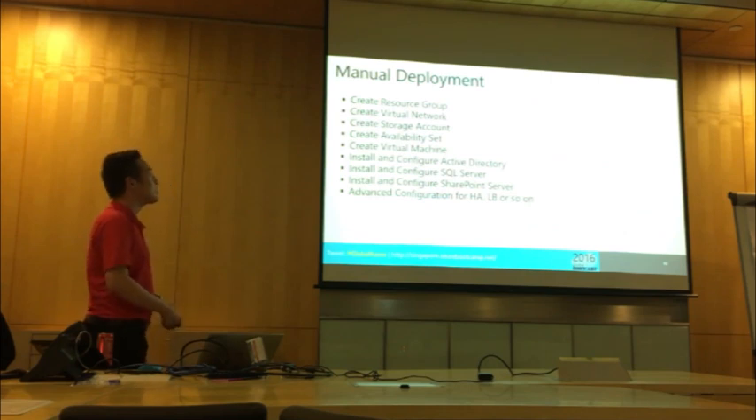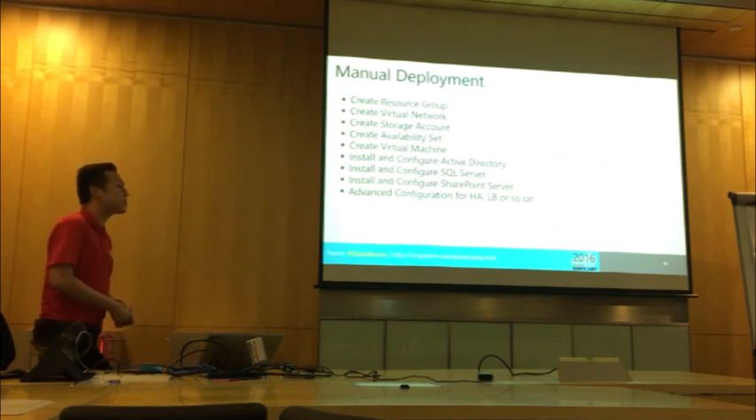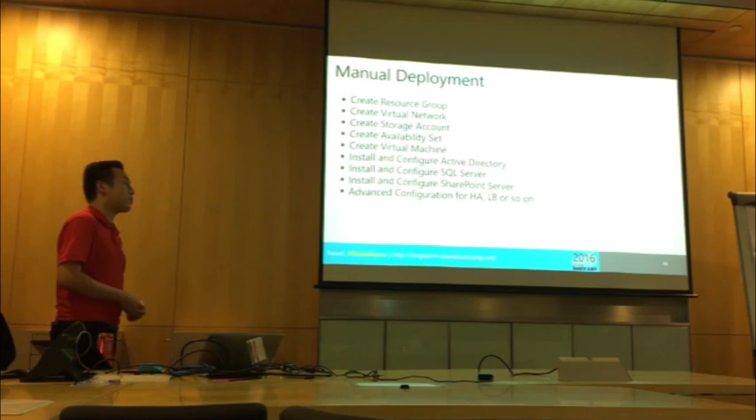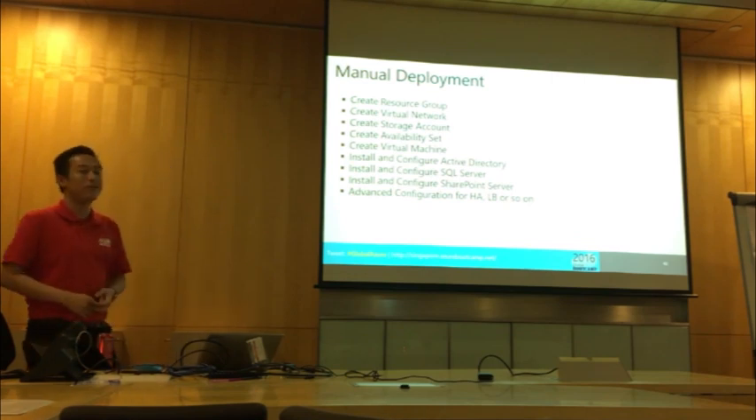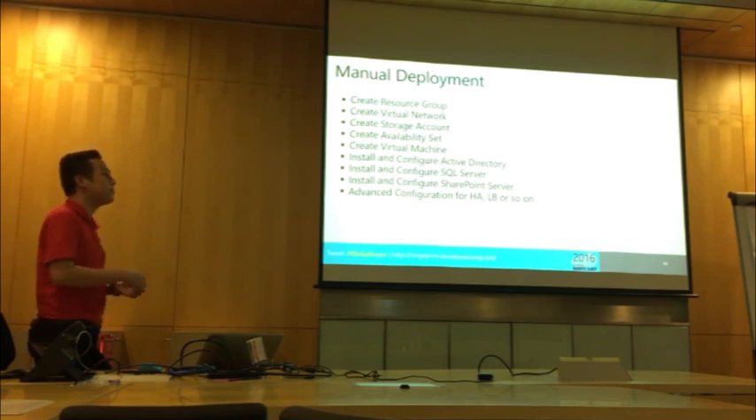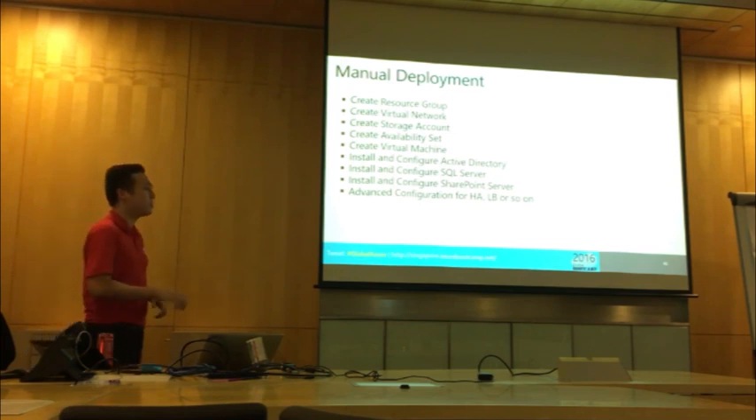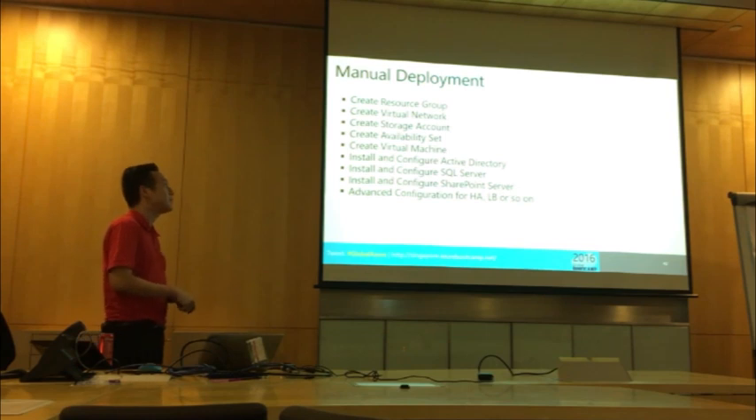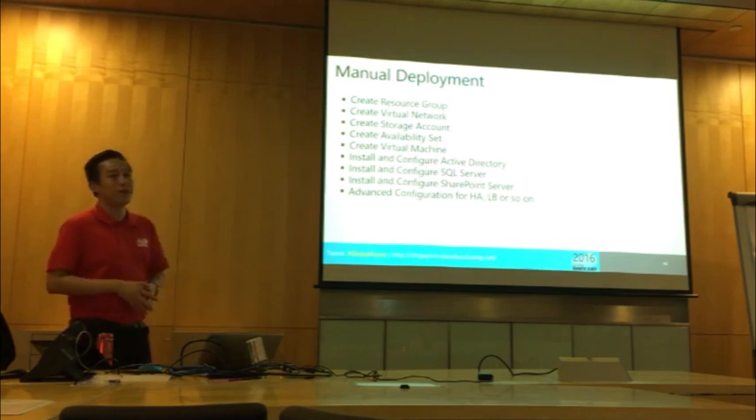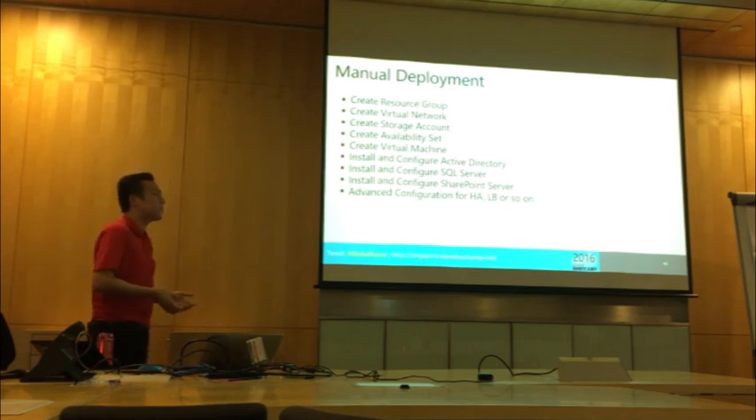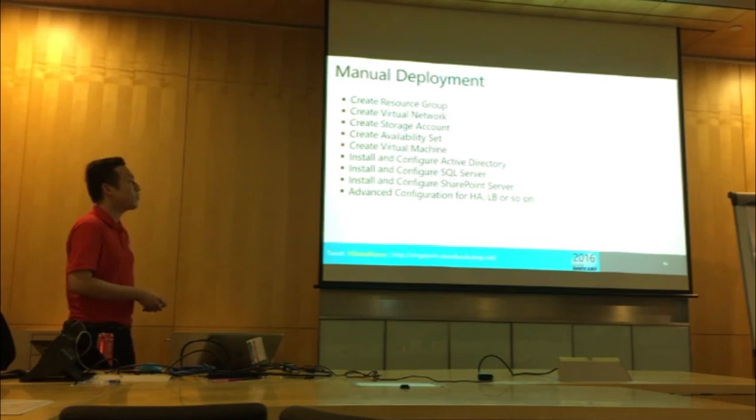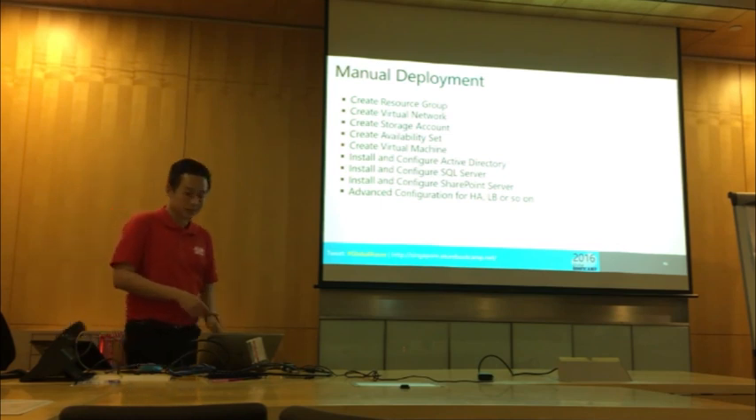And this is the manual deployment step. So first create a resource group and make sure you have an Azure subscription. And then create a virtual network, storage account, availability set if you want to achieve high availability in terms of infrastructure under Azure platform. And install and configure Active Directory. This is one of the critical things, if you don't already have Active Directory. Then configure SQL Server, install and configure SharePoint, and advanced configuration for high availability or load balancing and so on.